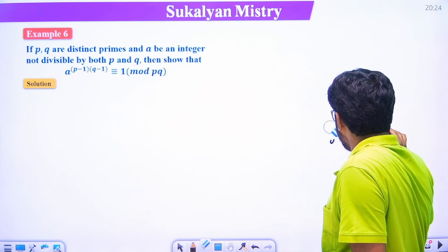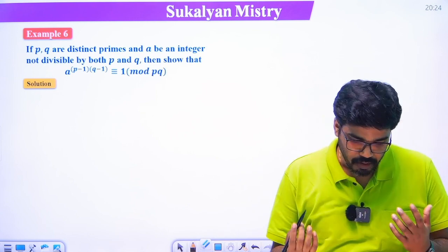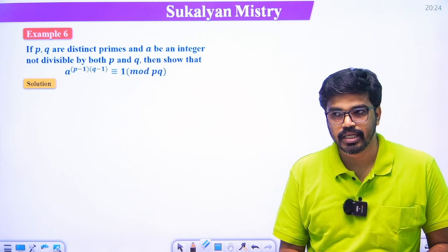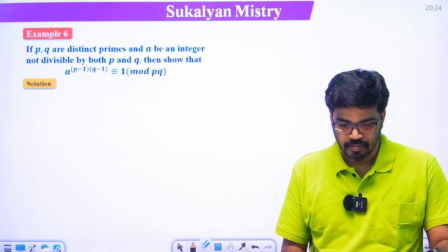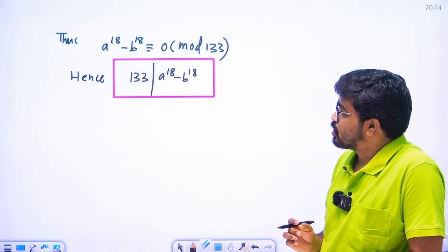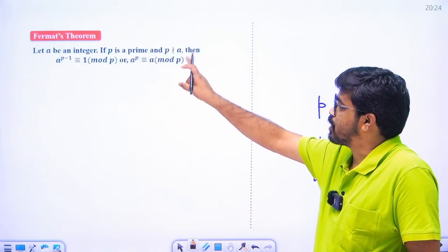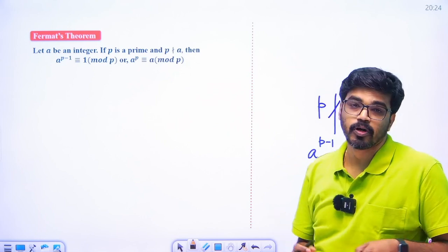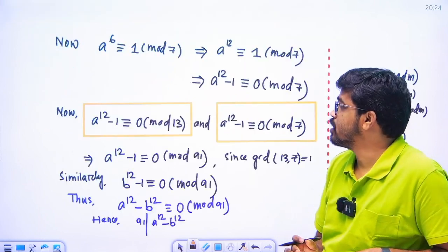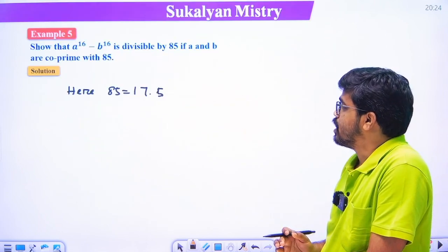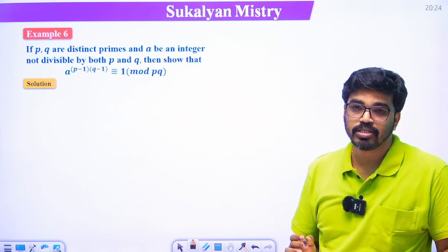Okay. Just simply apply Fermat's theorem. Fermat's theorem states that suppose p is a prime and let a be an integer. If p is prime and p does not divide a, then a to the power p minus 1 is congruent to 1 modulo p. So by Fermat's theorem, what can we write?